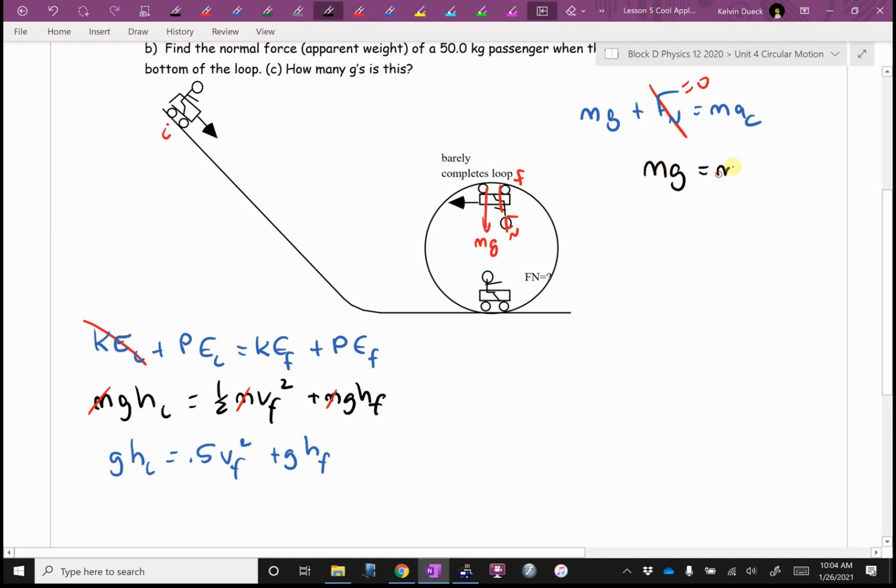Mg equals M v squared over r. Which version of ac do you think I want to use? The one with the period in it or the one with the V in it? Why? Because that's what I don't know. So not that they gave it to me, but I want this.